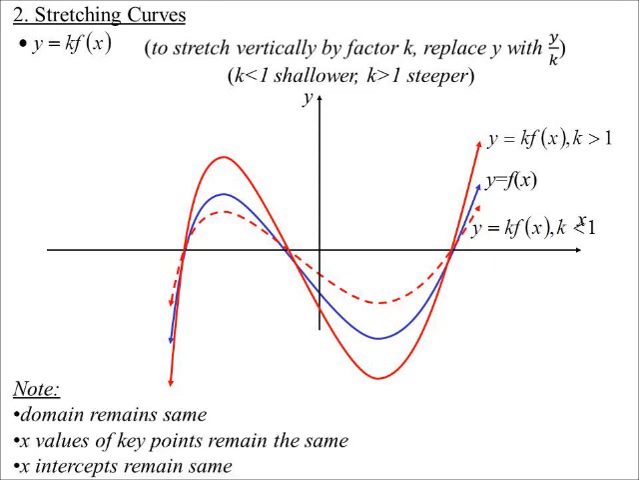Okay? So the domain, although for our random one here it's all real x anyway, would remain the same. But it's those key values, the x value of the key points, the x-intercepts are the same. So the stationary point is still at the same x value. It's the y value that's changed. So that's what I mean there by the x values of key points will stay the same.